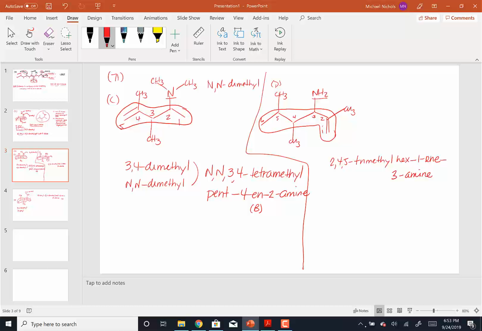So this one is letter C. It was named C, I guess. Okay. So that's how we name the amines using their systematic approach.